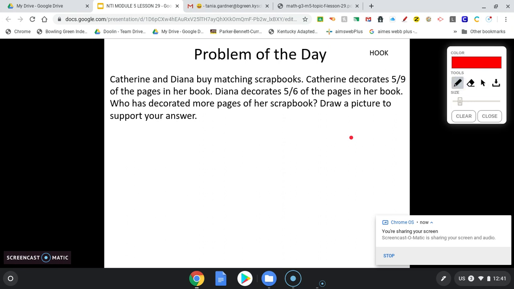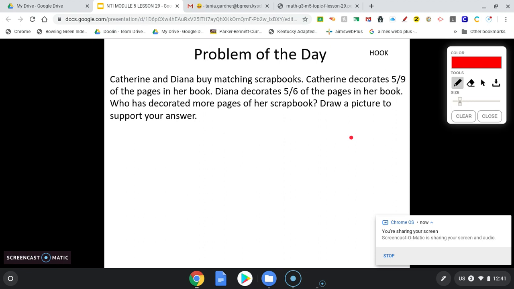Catherine and Diana buy matching scrapbooks. Catherine decorates 5/9 of the pages in her book. Diana decorates 5/6 of the pages in her book. Who has decorated more pages of the scrapbook? Draw a picture to support your answer.